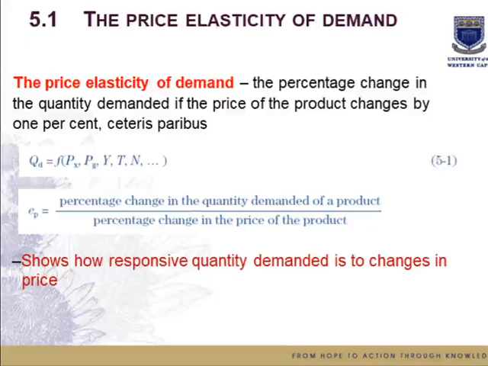For example, if the price of a product increased by 6%, ceteris paribus, with the resultant decrease in quantity demanded of 18%, then the elasticity coefficient will be equal to negative 3. This is simply found by dividing 18% by 6%, and you get a negative 3.